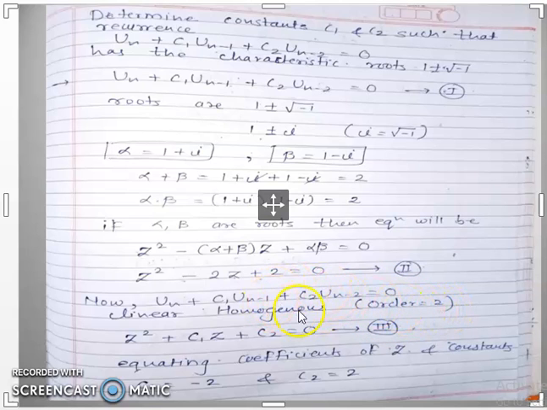Therefore we can first write this equation in the z format, that is z raised to power 2 plus C1 into z plus C2 is equal to 0. This equation is marked as the third equation. For the coefficients, to find C1 and C2, we solve this equation. When we solve it, we get C1 is equal to minus 2 and C2 is equal to 2.